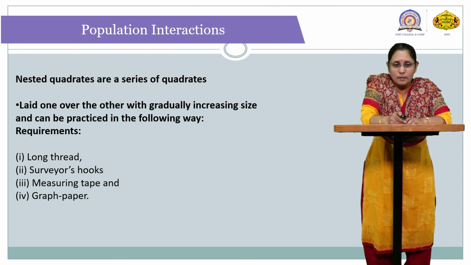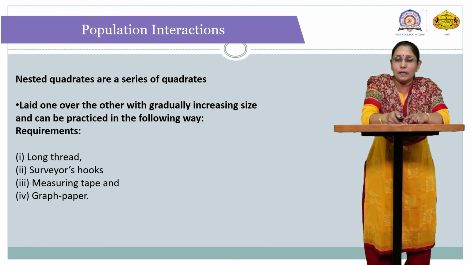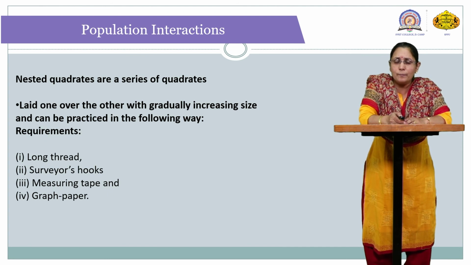What are the requirements for this nested quadrate method, where quadrates are laid over one another? You will need long thread, a surveyor's hook, a measuring tape and graph paper. These are the few equipment or objects which you will need when you follow the nested quadrate method.